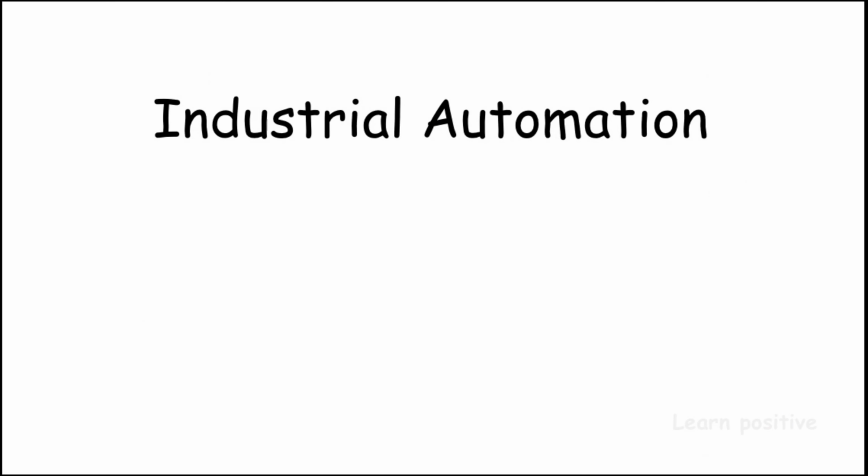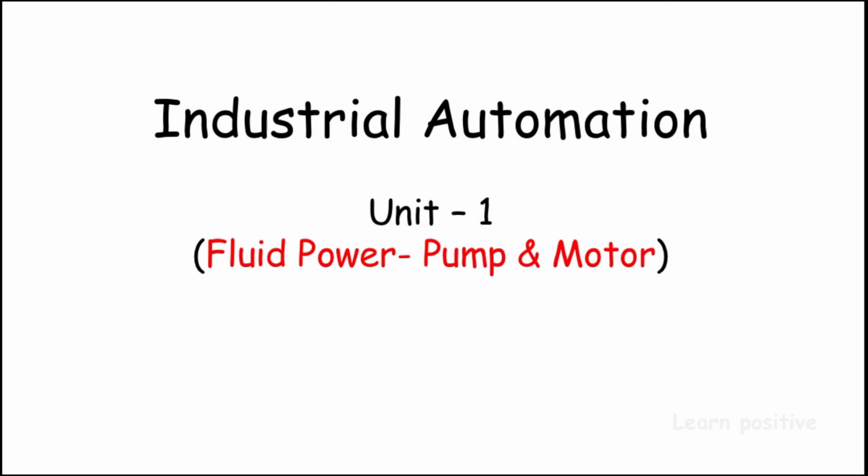Today we are going to see the subject industrial automation. It is very useful for mechanical and automobile students. It is also useful for robotics and production for everyone. And mainly the subject came for diploma 5th semester students. It is unit 1, fluid power pump and motor, Part 1.